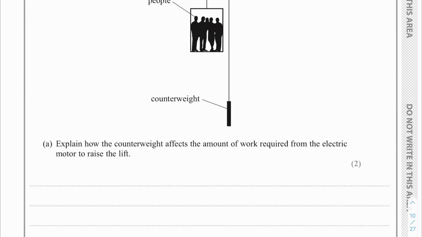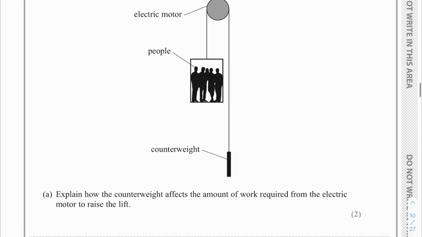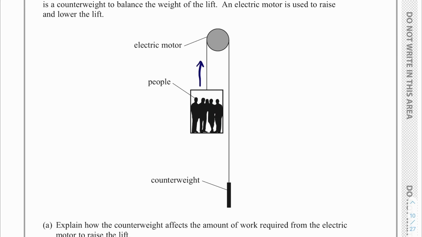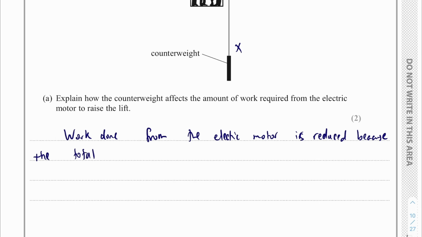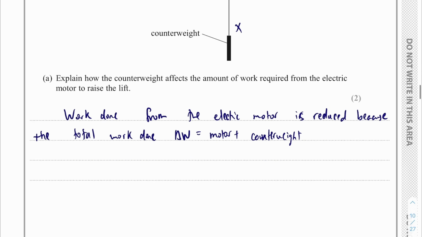Okay, let's explain this in terms of work done. If we do not have the counterweight, the electric motor will have to pull a lot more, and will have to do a lot more work if this wasn't here. So we can say that the work done from the electric motor is reduced because now the total work done is the electric motor plus the counterweight. So it helps reduce the load on the electric motor. That's it. Okay, let's move on to part B.